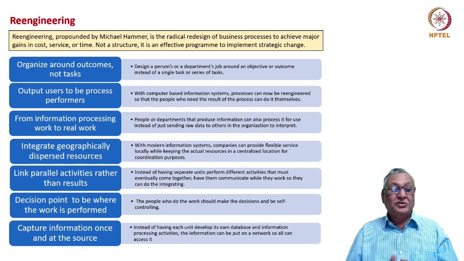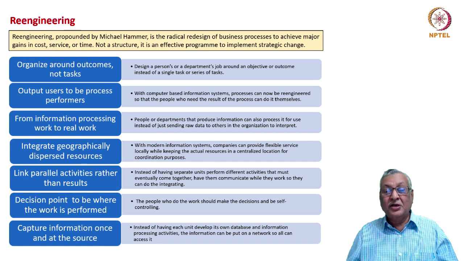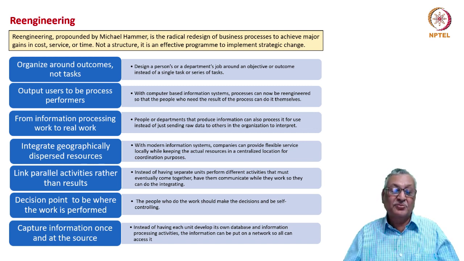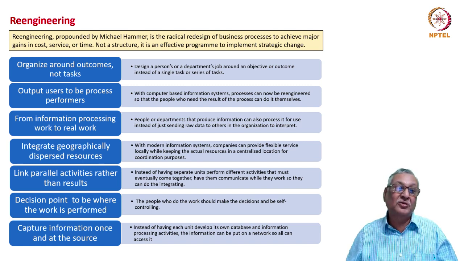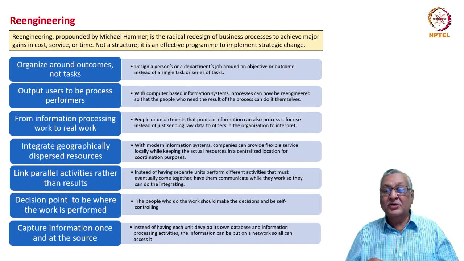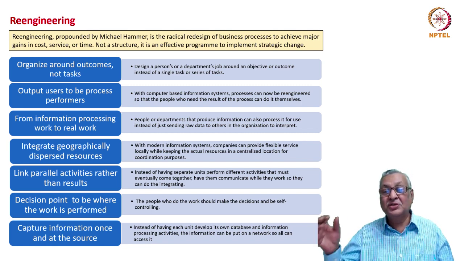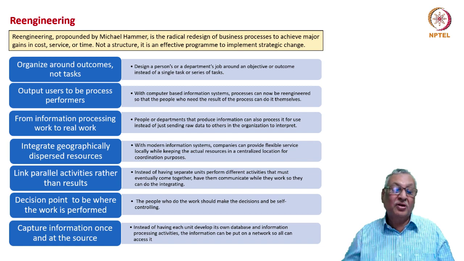Another way to look at it is to integrate geographically dispersed resources. As part of globalization, several of the R&D and manufacturing centers are dispersed across the globe. However, we need to integrate them. Given the digital connectivity that now exists and also the modern information systems, companies can provide flexible service locally while keeping the actual resources in a centralized location for coordination purposes, which means that you can have a central design studio, but the product development departments can be in many countries.